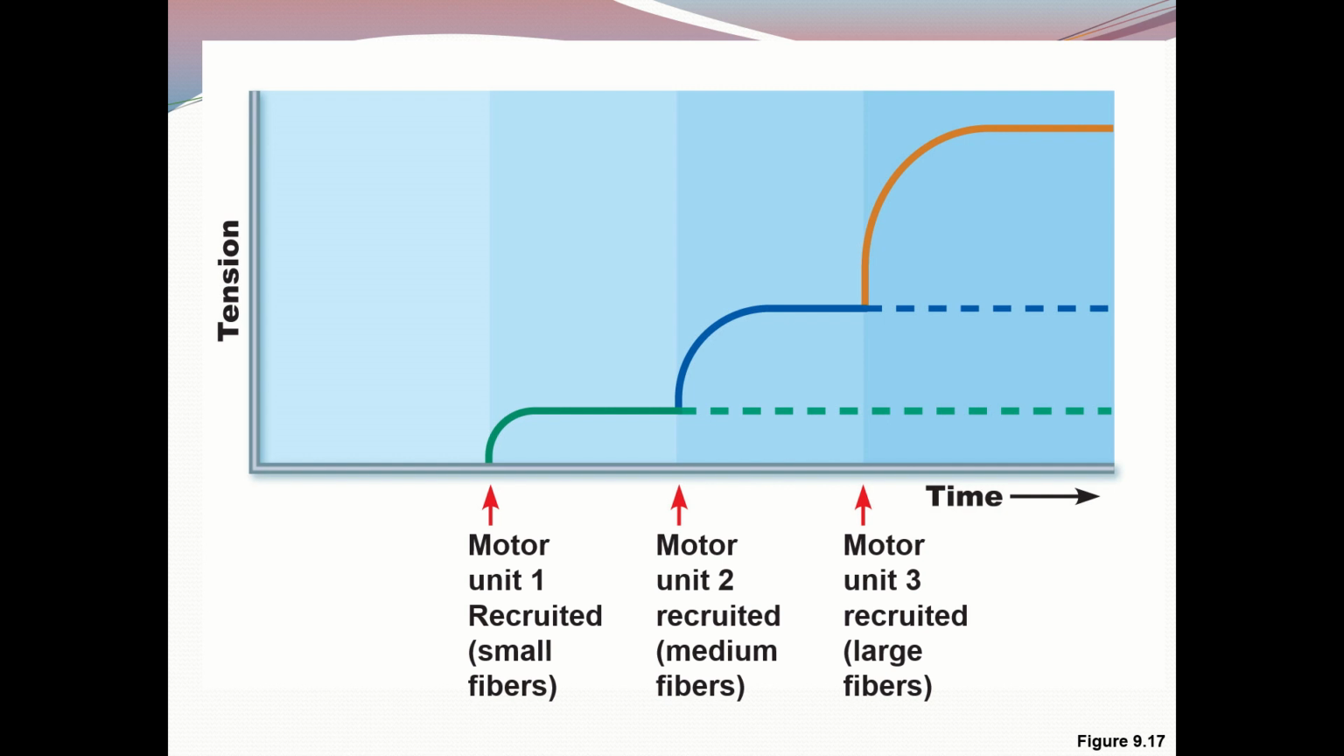Okay, so in the first illustration here, the green motor unit 1 will be recruited first with the small fibers. These are going to be the most excitable ones. And then with more tension, motor unit 2 will be recruited that has medium fibers that can bear more weight. And then if the tension continues to increase, then recruitment will continue to occur where larger fibers will be recruited to help bear that weight.